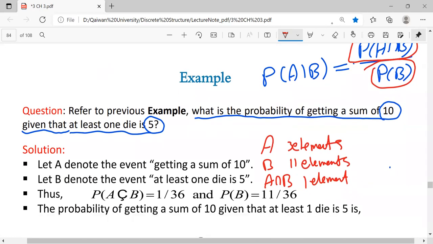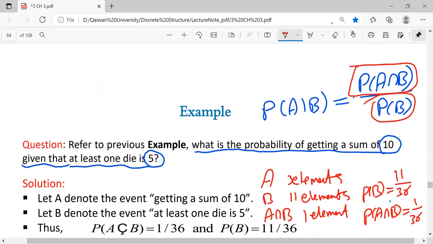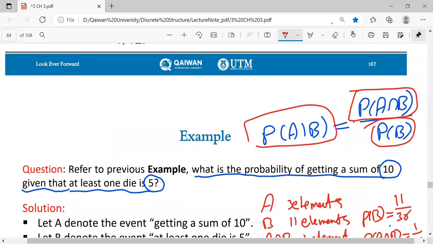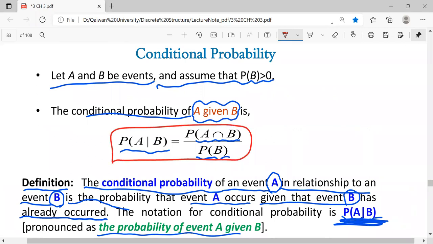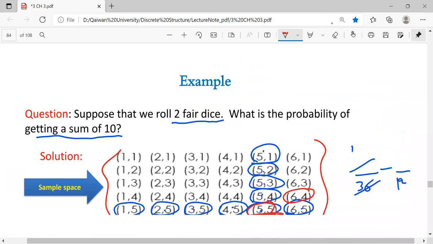So here we say we need to find the probability of B, which is 11 over 36, and the probability of A intersection B is 1 over 36. Now we say the probability of A given B is the probability of A intersection B divided by the probability of B. Here, it's written here. This is the rule. We apply this rule. This is for conditional probability.